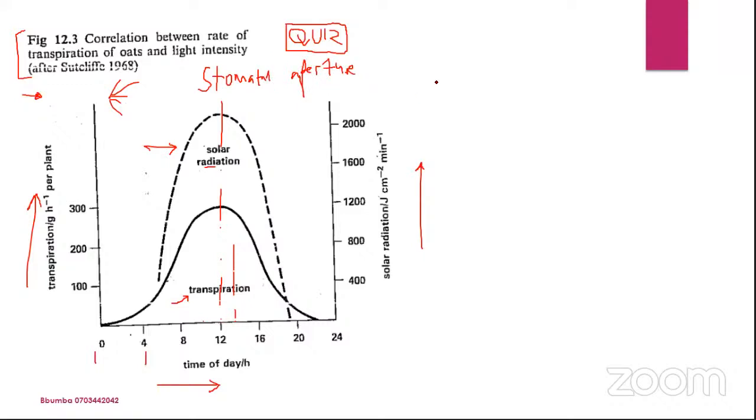Sometimes you can see the stomata beginning to open, and when the stomata aperture is still small, the diameter in the aperture is small, then the rate of transpiration is low. But when there is maximum light intensity or solar radiation, then the stomata are fully open, so you're going to have a very high transpiration. So I like that kind of thinking.